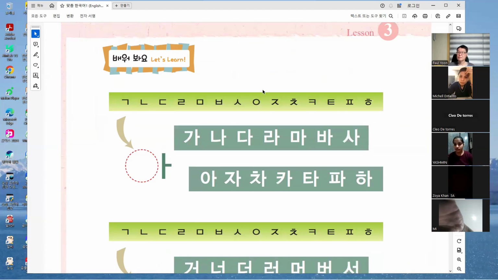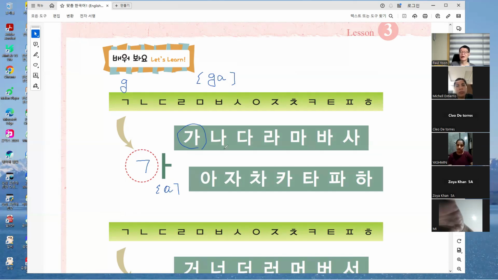These are the basic consonants: g, n, d, l, m, b, s, ng, j, ch, k, t, p, h. So, basic consonants with the basic vowel A. How to pronounce them? Like this: G and A. This one is the G sound, and the vowel is the A sound. So if it's this consonant and vowel, how to pronounce? G and A, you can pronounce ga.